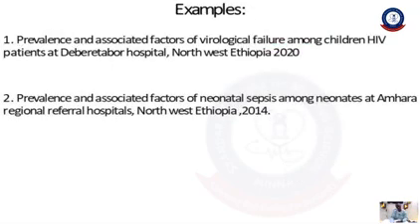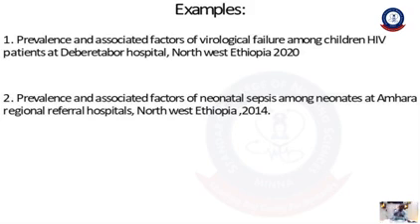Example of a good topic: prevalence and associated factors of virological failure among children with HIV at a particular hospital, northeastern Ethiopia in 2020. You see, you try to mention the problem: prevalence and associated factors of virological failure among children with HIV at a particular hospital, in a particular state in the year 2020.